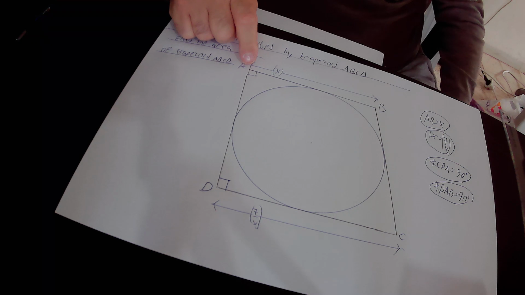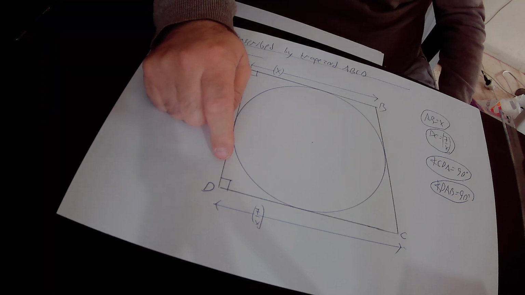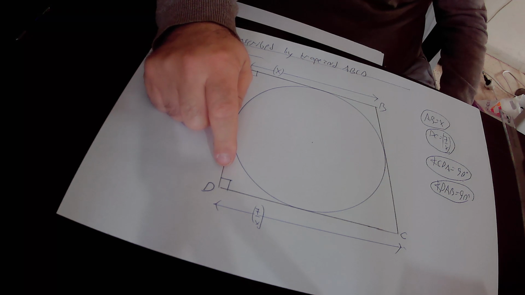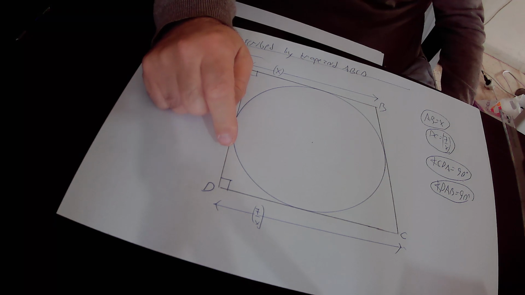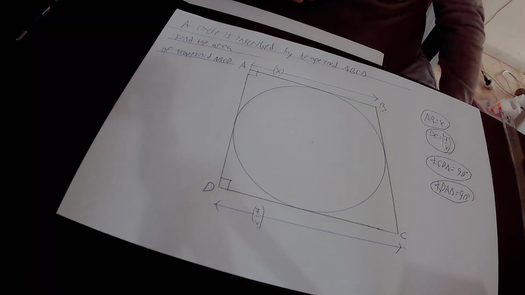This is angle BAD, which is equal to 90 degrees, and this is angle ADC. It also equals 90 degrees inside. Again, our mission is to find out the area of this trapezoid ABCD.